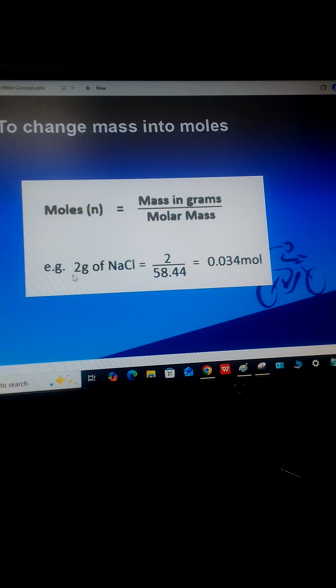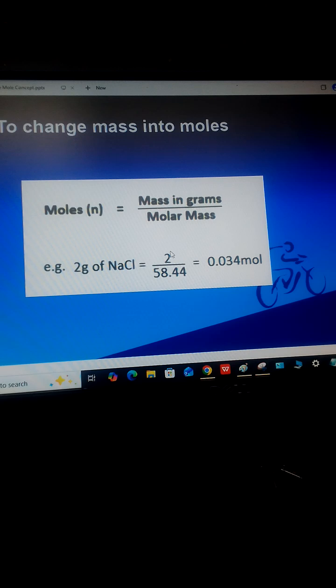Now next, how to change mass of a solute into moles. The number of moles of a given mass of a solute is equal to the mass in grams divided by the molar mass. For example, if you measure 2 grams of sodium chloride, how many moles are in 2 grams of sodium chloride? You take the 2 grams you have measured using a precision scale. These 2 grams are divided by the molar mass of sodium chloride, which is 58.44 grams per mole.